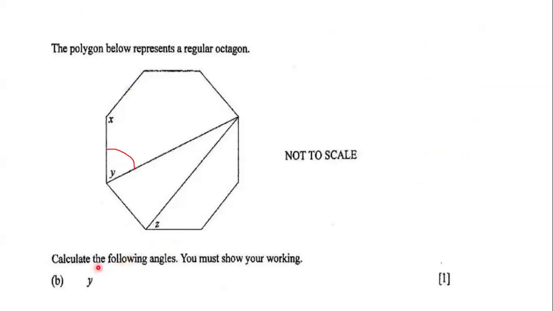Next, our goal is to determine the size of Y. Notice that Y is not equal to the size of the interior angle, because Y is just this portion right here. The interior angle would be all of this, but Y is just a portion of the interior angle. So we need to figure out what angle Y is. In order to do this, we're going to draw diagonals, and the diagonals are going to help us.